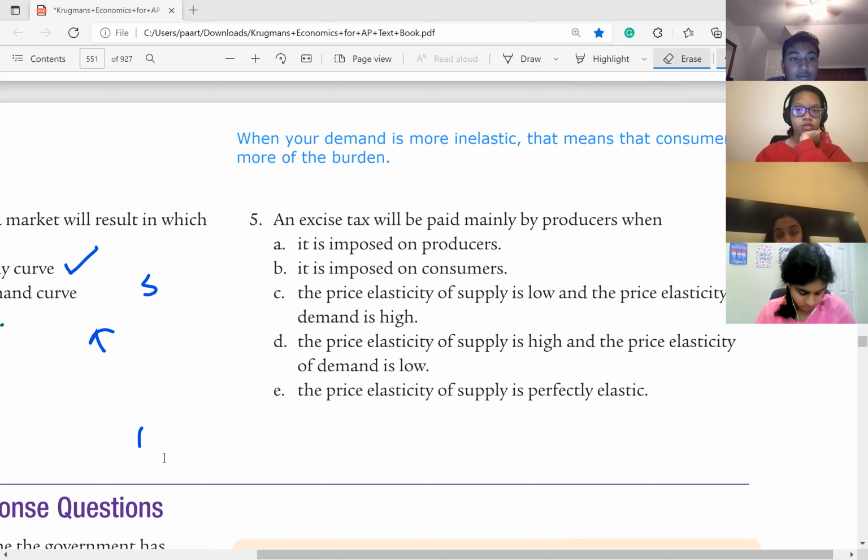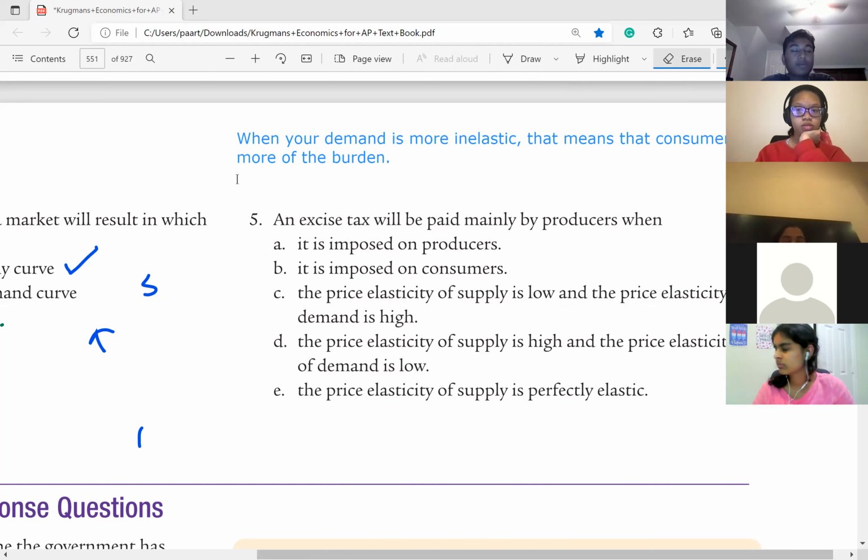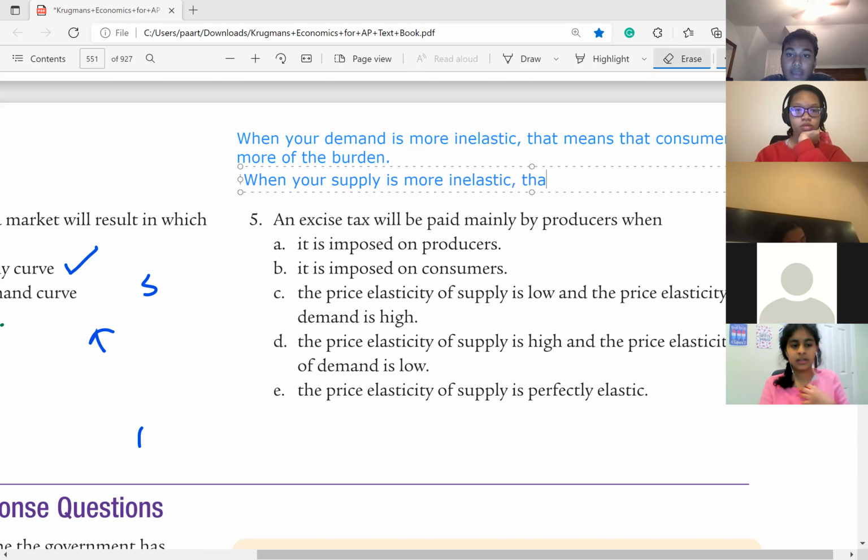I have to get to school. I have to do things, right? I have to get somewhere. And so that means that regardless of the tax, I'm still going to have to pay for it, which means I'm going to carry most of the burden of the tax. So then same situation: when your supply is more inelastic, that means producers carry more of the burden. So does anyone have a good example for that one? Whenever supply would be inelastic, something that suppliers can't change as much.